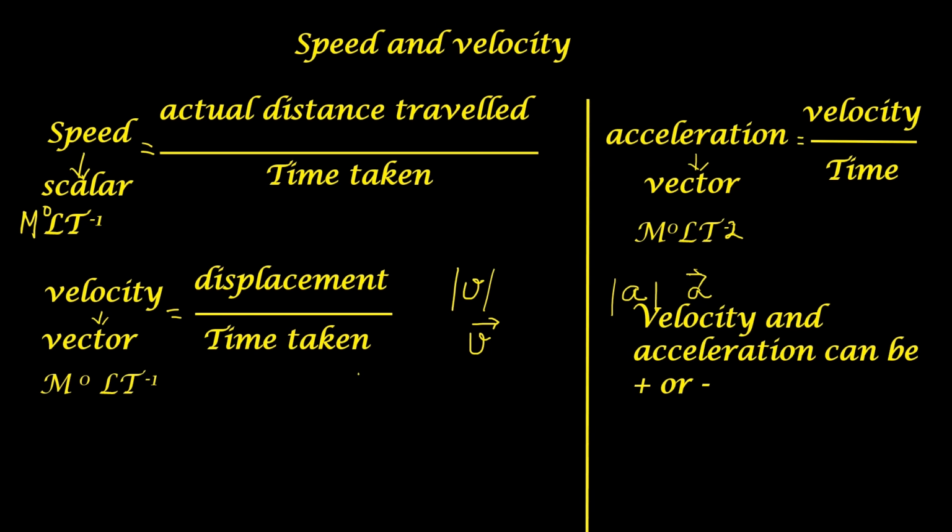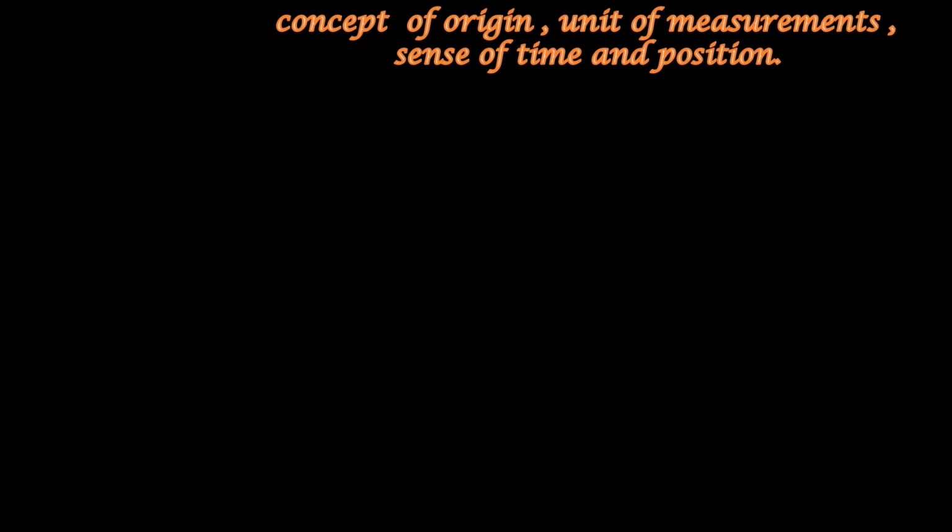In order to plot graphs, we need to know a few more terms. Let us see the concept of origin and unit of measurements. That is, we have to measure displacement and time, so we need the units with reference to that. Then sense of time and sense of position.